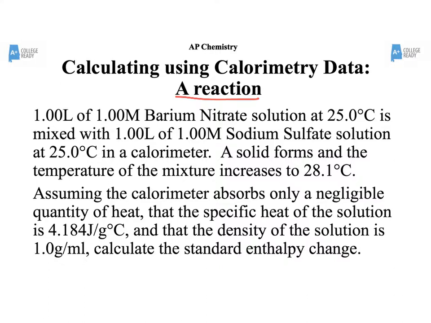So, assuming that there's no heat lost to the calorimeter, and that the specific heat of the solution is 4.184 joules per gram degree Celsius, and the density of the solution is 1 gram per milliliter, calculate the standard enthalpy change. So, let's just focus on the things that we know. First, what do we know?